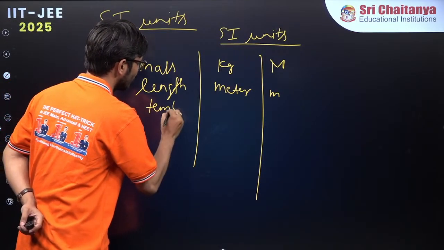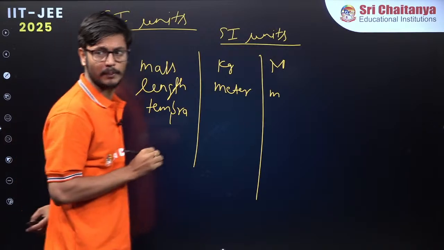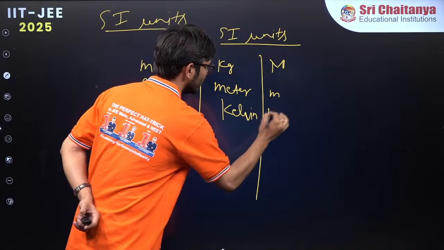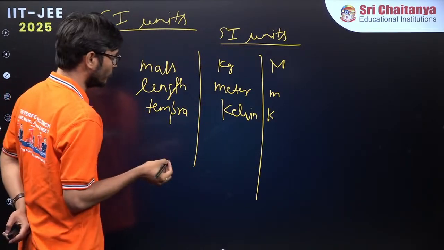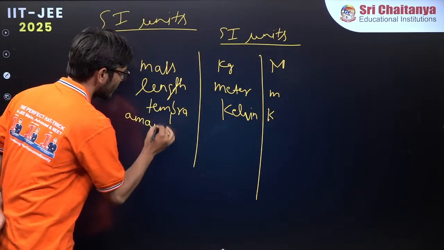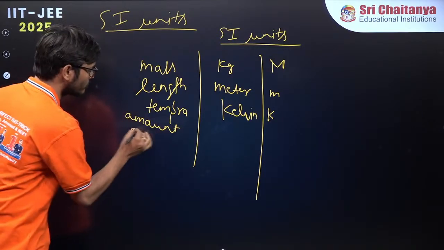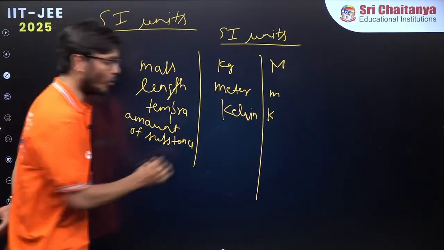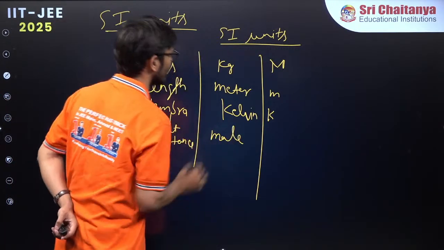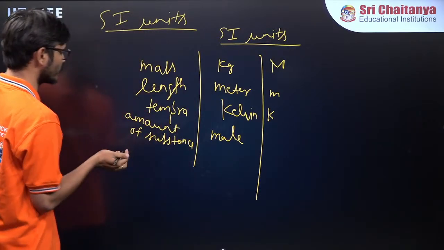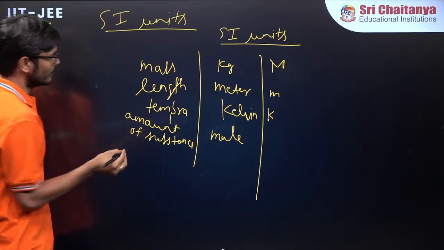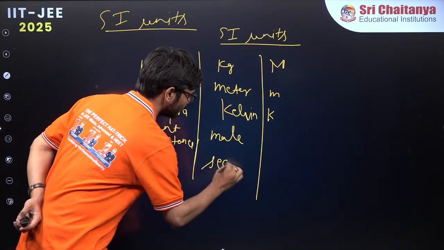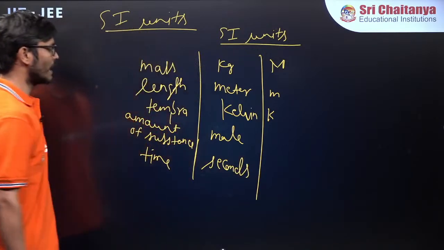Temperature. So what will be the SI unit of temperature? Temperature's SI unit will be Kelvin, represented by symbol K. And what do we have? Amount of substance. What is the unit of amount of substance? Amount of substance's SI unit is mole, isn't it? And what do we have? Time. So what is the SI unit of time? Time's SI unit is always taken as seconds. In seconds, we are going to measure the time.